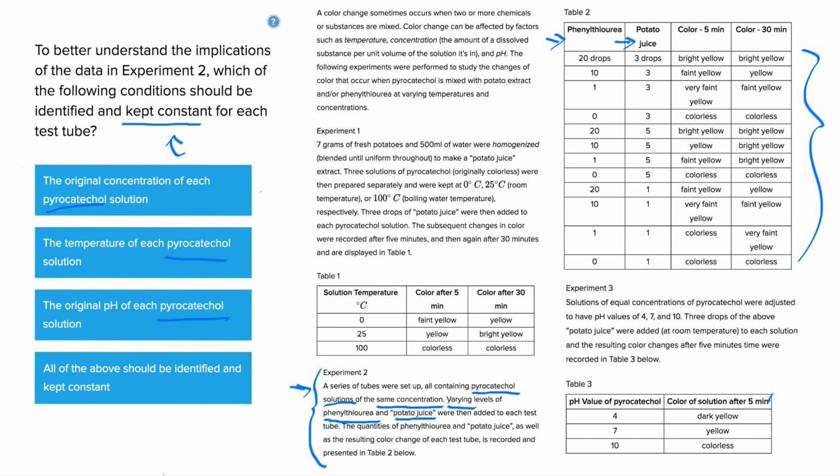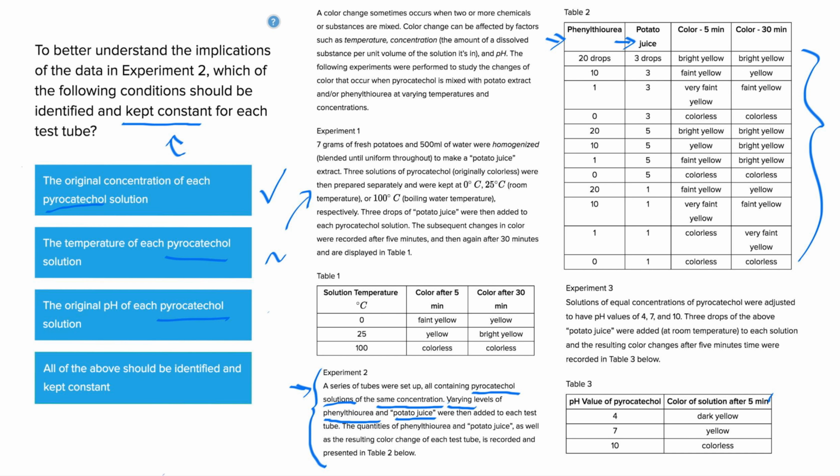So my first instinct is that that's probably going to be right, but I'm going to take a look at the rest of my answer choices just in case. The temperature of each pyrocatechol solution, we don't necessarily have information that tells us it needs to be kept the same in the experiment, but we do know from experiment 1 that using different temperatures of pyrocatechol can actually have an effect on color, so it seems like we might want to keep it the same.